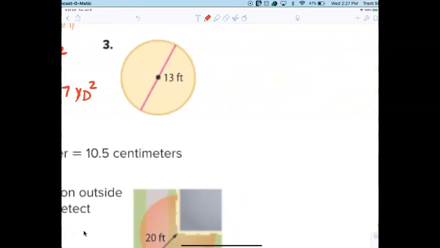Chloe, number 3. What's the formula? A equals pi times 5 squared. Good. What's the radius? Yes, ma'am. Good job. All right, write it out. All right, what's the answer?